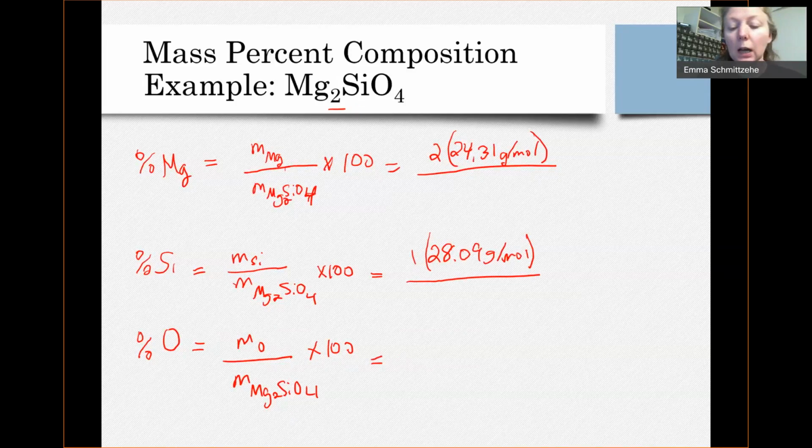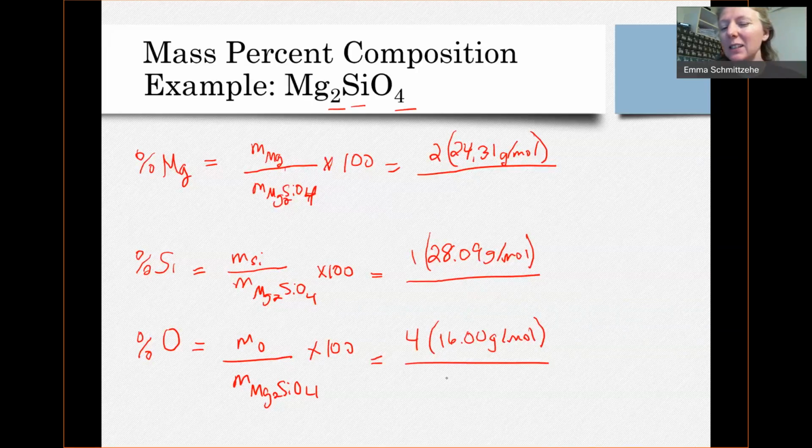And then the oxygen, each oxygen is 16.00 grams per mole. And in that compound, there's 4 of them. So 4 times that. And again, over the total. So I waited to do the total just because I knew I was going to have each individual component written down here. So I have them all written down.